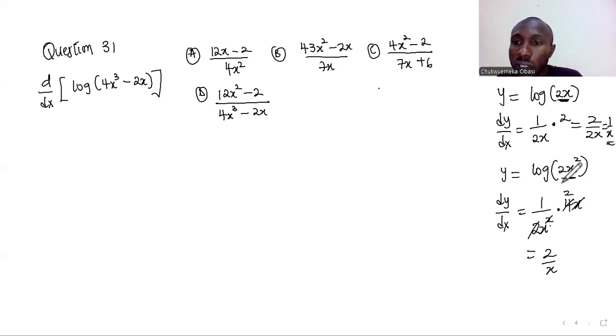So how do we differentiate logarithmic function? You get 1 over the argument times the derivative of the argument. So let's come back to this problem. Differentiate log of 4x cubed minus 2x.